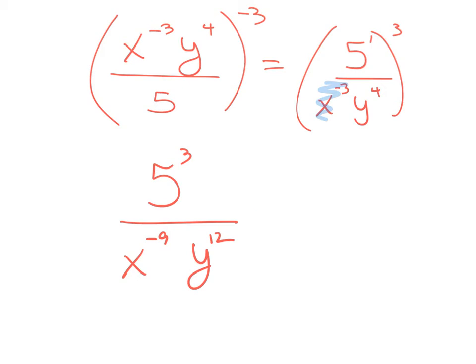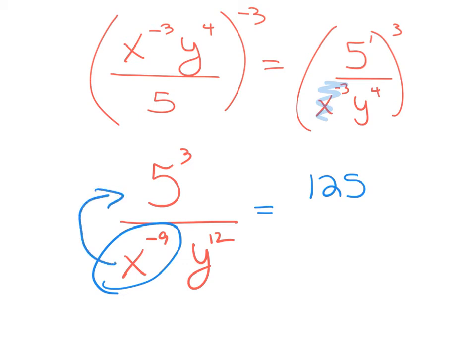So then I'm going to figure out what 5 to the 3rd power is. I'm going to now take care of this x to the negative 9 power. The instructions will say leave all answers with positive exponents, move it to the top, and leave the y to the 12th at the bottom. And you're done.